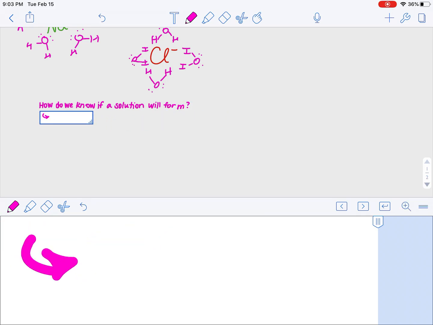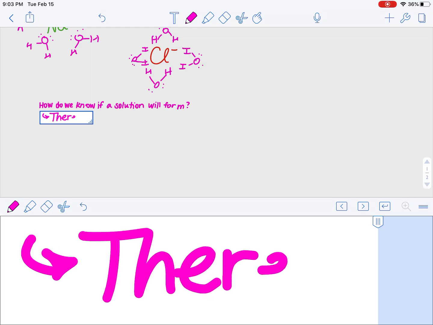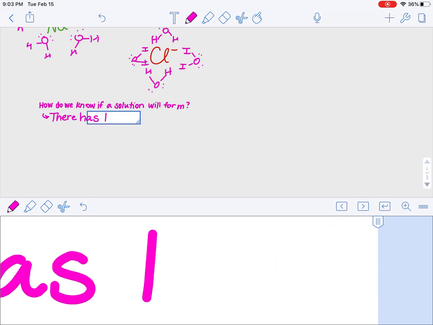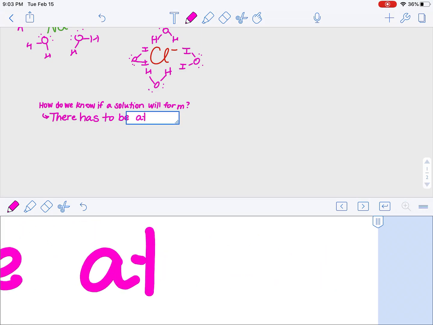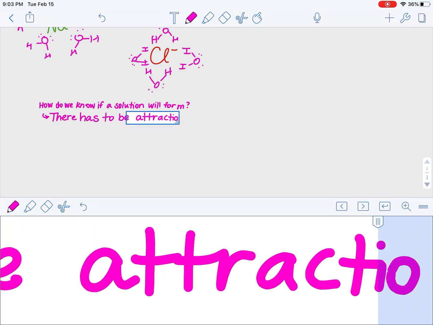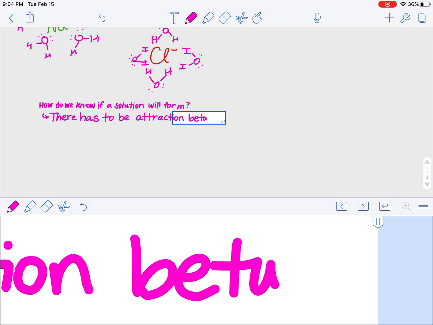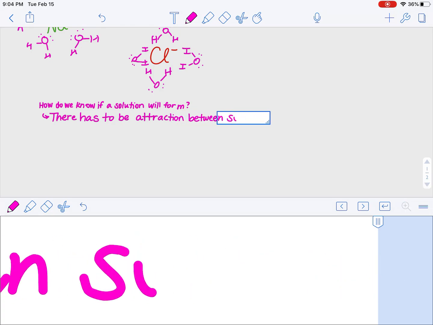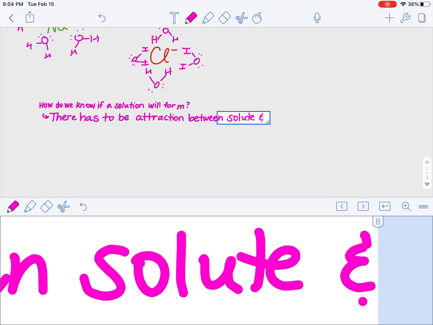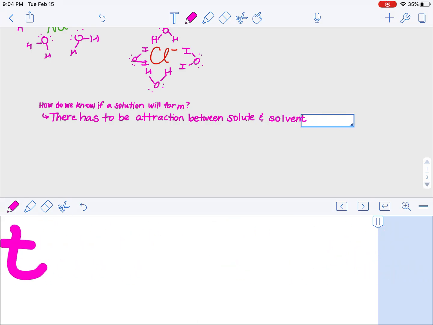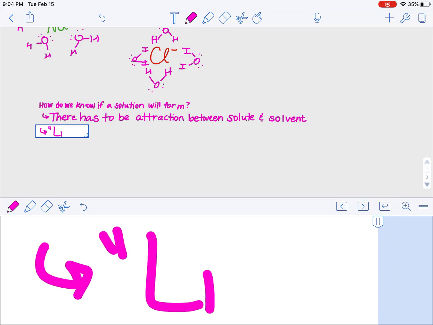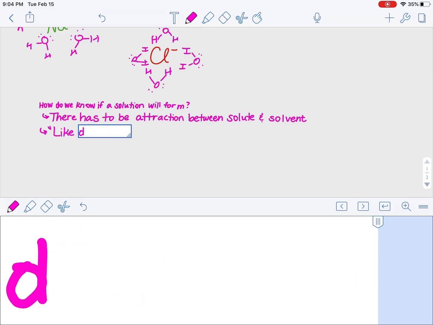But our first explanation, I said it, but let's write it down. There has to be attraction between the solute and the solvent. So how is it that we can tell whether there's going to be attraction? It's this slogan, like dissolves like.